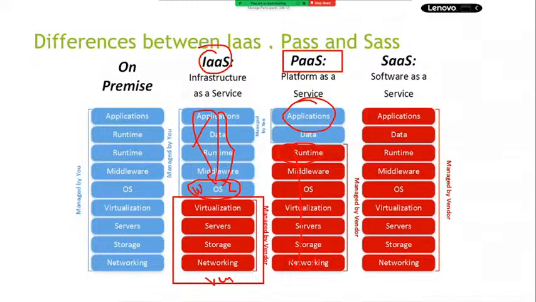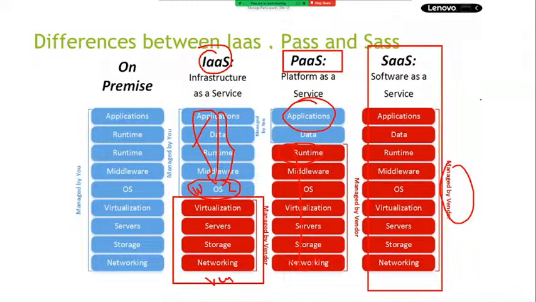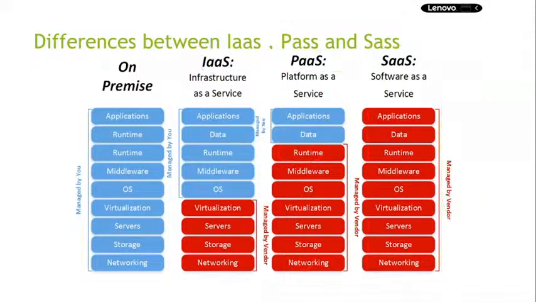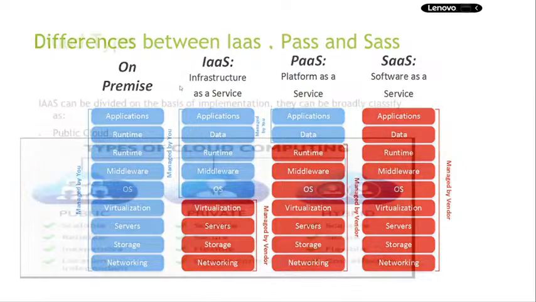Next, software as a service. See, nothing is in your hand. Everything is managed by the vendor. Just you have to consume whatever they have provided. That's it. That is the difference between on-premises and cloud computing.